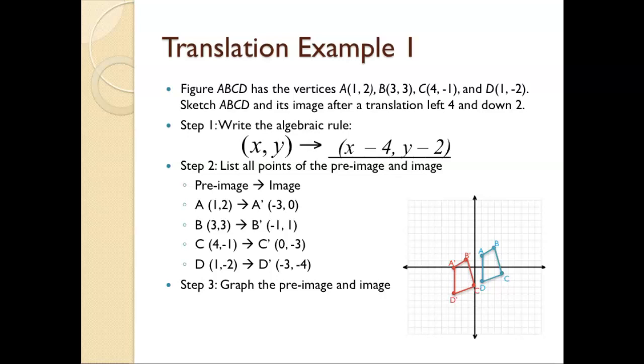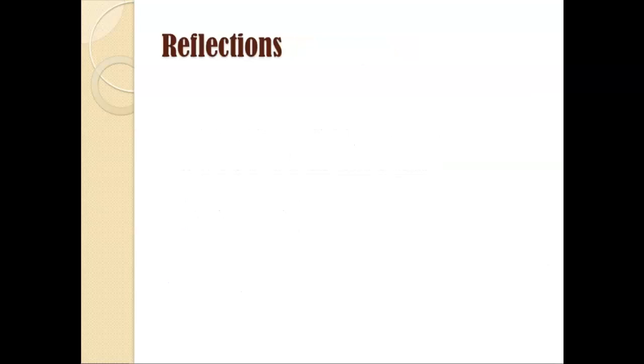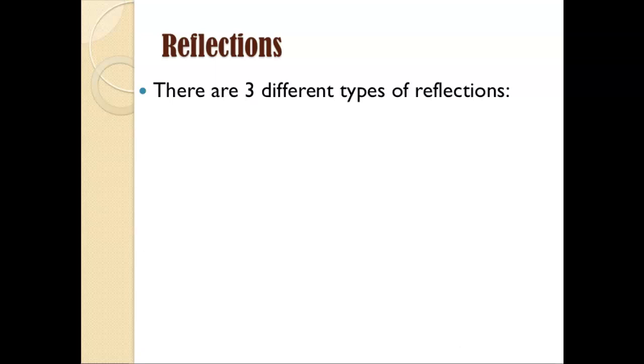So now that we've talked about translations, we're going to go on to our next type of transformation, which is a reflection. Now there are 3 different types of reflections. First, you could have a reflection over the x-axis. The rule for that would be (x, y) becomes (x, -y).